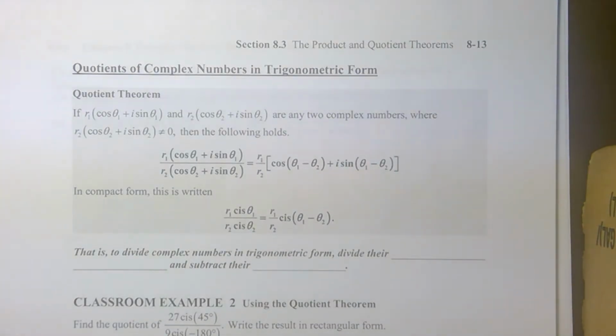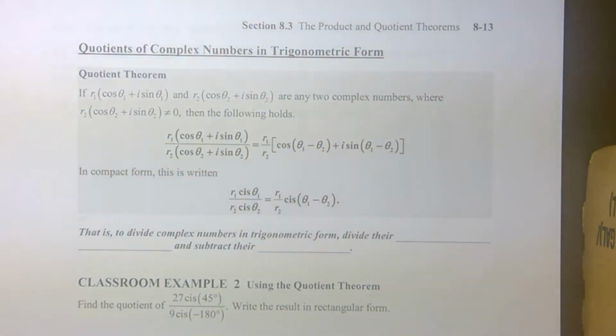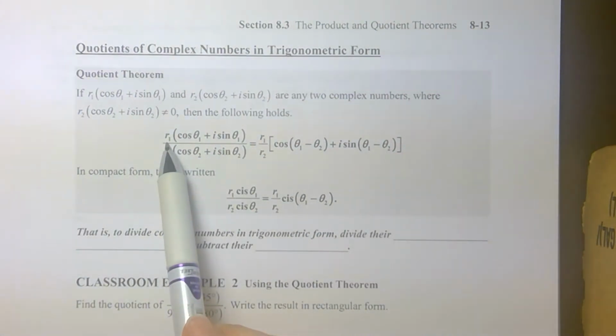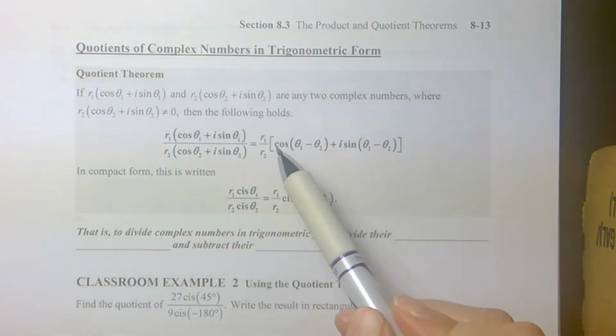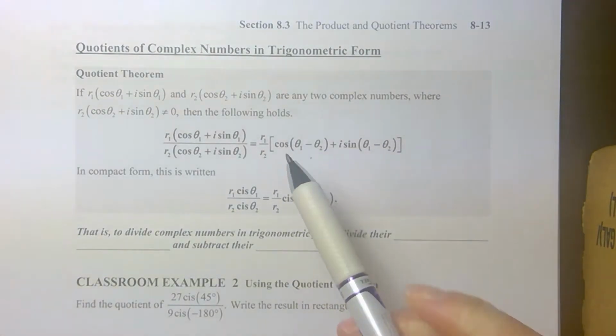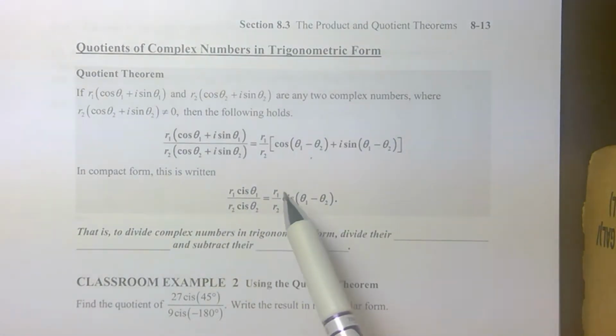When I'm doing quotients, a quotient is the answer to a division problem. And remember that we discussed the fact that division pairs with subtraction. So here's my longhand. If I'm trying to divide the first complex number by the second complex number, I divide the moduli and subtract the arguments. And here we are in shorthand, that CIS form. If I'm dividing this first complex number by the second complex number, I divide the moduli and subtract the arguments.